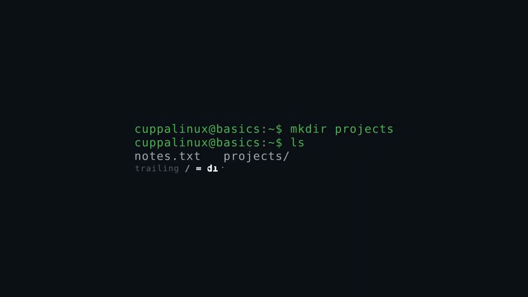To stay organized, we need folders. mkdir, make directory, creates a new folder. Here we make one called projects. Now when we run ls, we see both notes.txt and projects. Notice the trailing slash on projects. That's how ls tells you it's a directory, not a regular file.